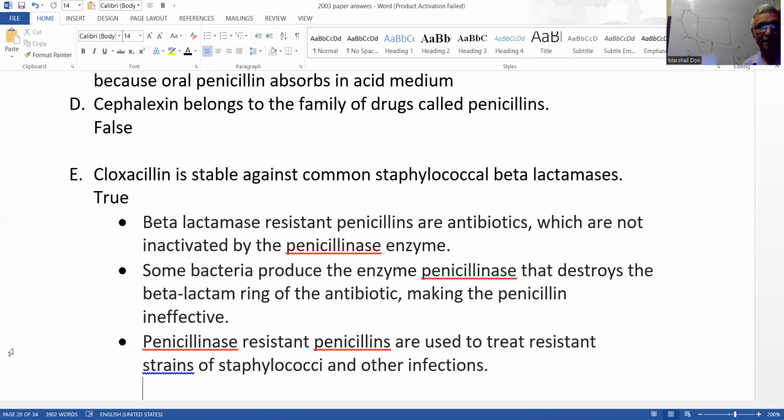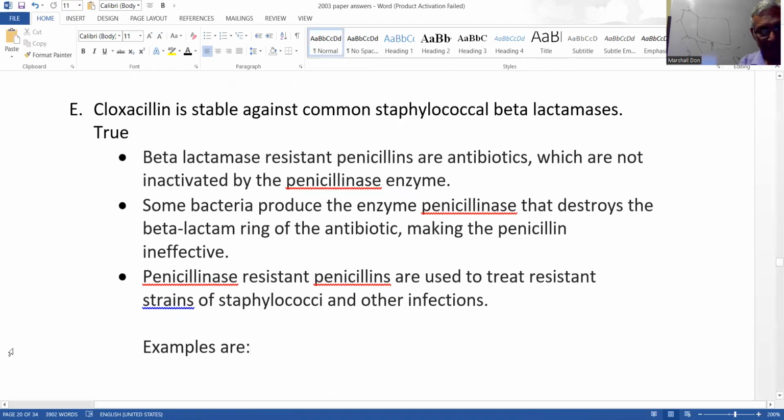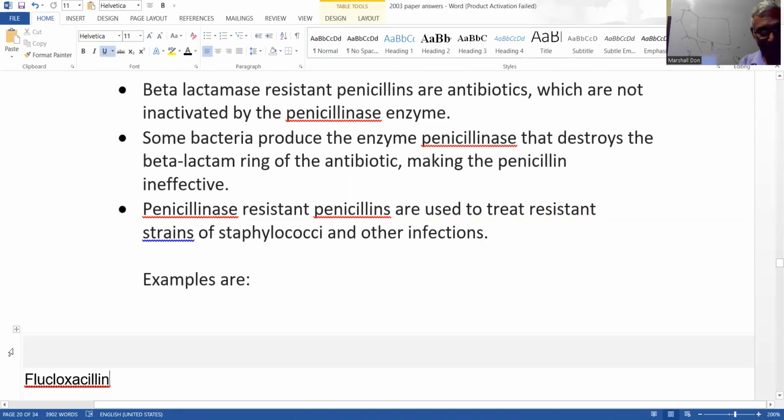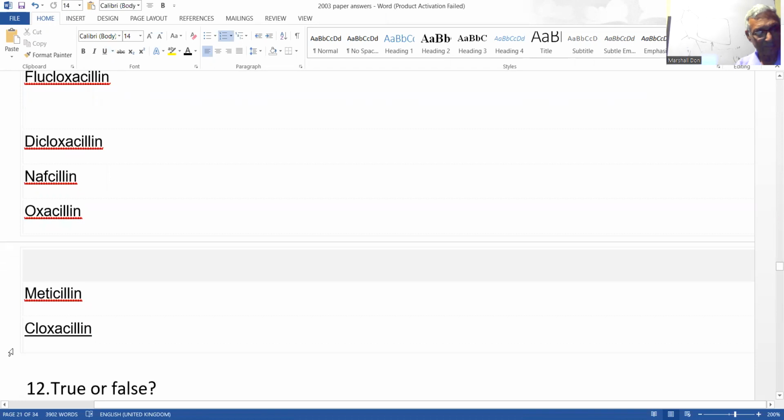So we say cloxacillin is a penicillinase resistant drug. This has the explanation. So other drugs are similar to cloxacillin: flucloxacillin, dicloxacillin, nafcillin, oxacillin, methicillin. All these are penicillinase resistant.